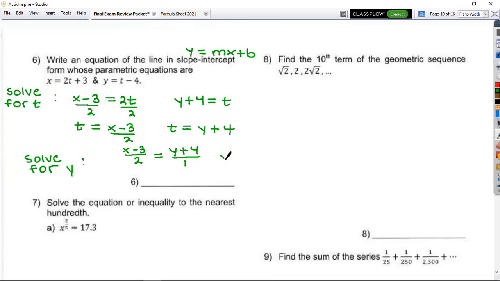So you're going to just take this, cross multiply, solve. So I have here x minus 3 equal to 2y plus 8. I'm going to subtract my 8 over. And then lastly, divide this by 2. So divide by 2, divide by 2. So I have y equal to 1/2 x minus 11 over 2.